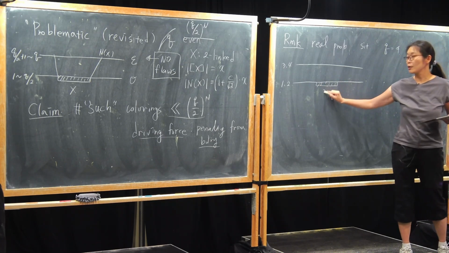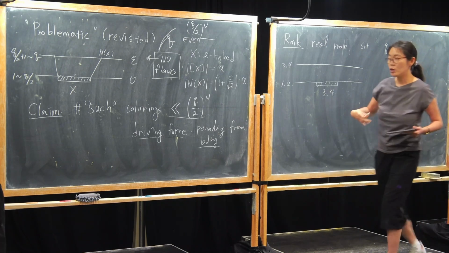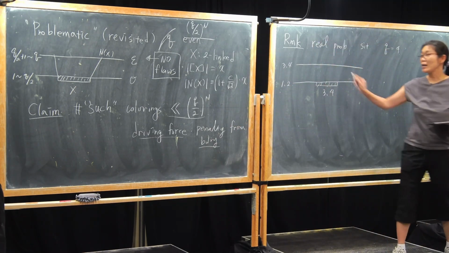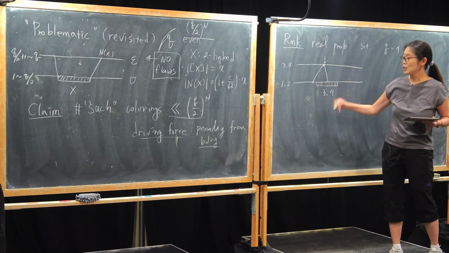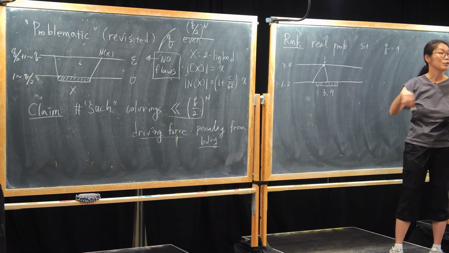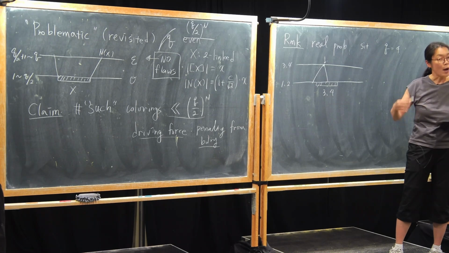So their colors are 3 and 4. And as I said, the driving force for this statement is the penalty from the boundary. So if we have this vertex, and this vertex is adjacent to 3 or 4, then this vertex immediately loses its color choice. So that causes the penalty.